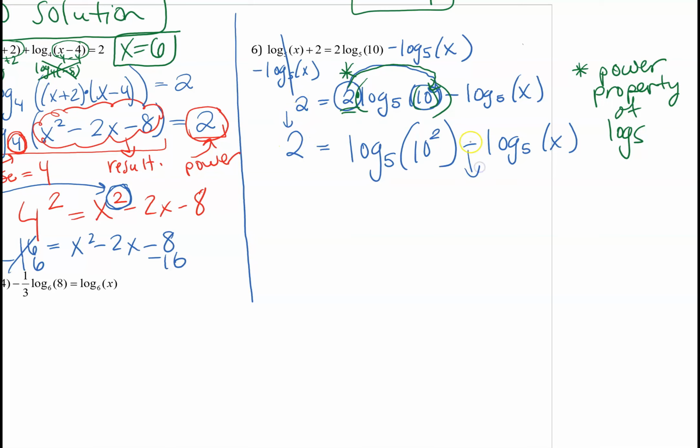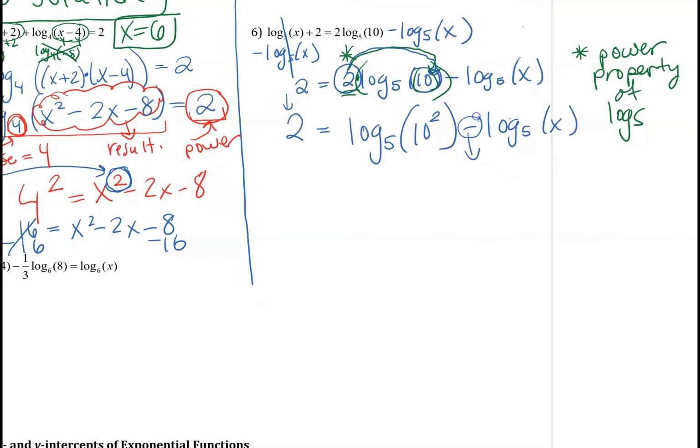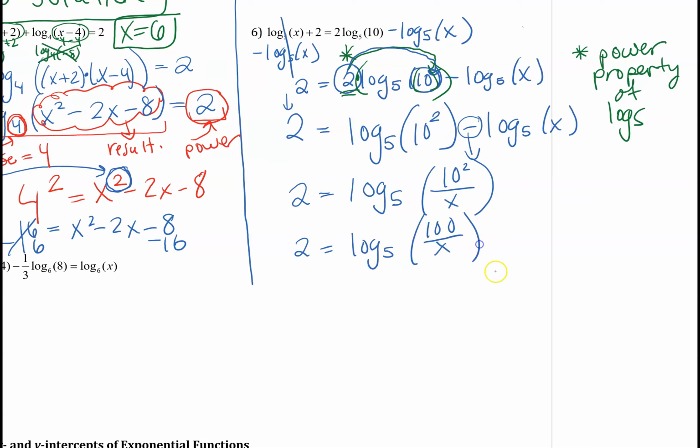Now here I'm going to use the quotient property of logs because I'm subtracting. The quotient property of logs says that if you are subtracting the logs, what you can do is divide the contents of the logs. So I get 10 squared over x. Maybe I'll simplify that a little bit to just 100 over x. Okay, so now make a big deal about this on your paper because this is the part where I guarantee you're going to be like, wait, what do I do? I'll tell you what you do. You rewrite this expression into exponential form.